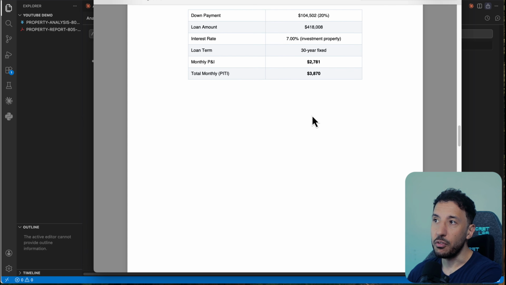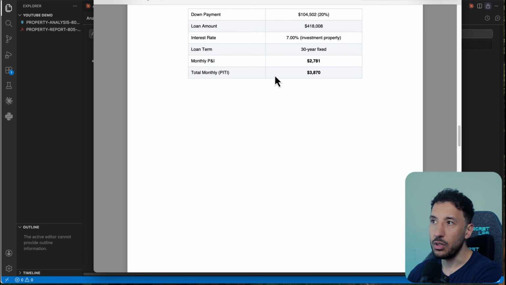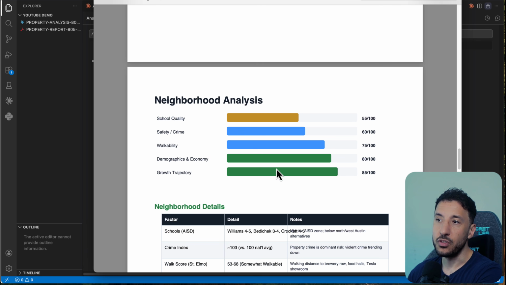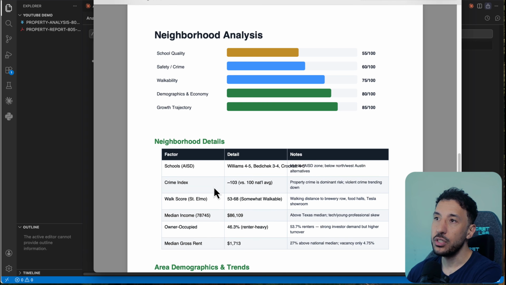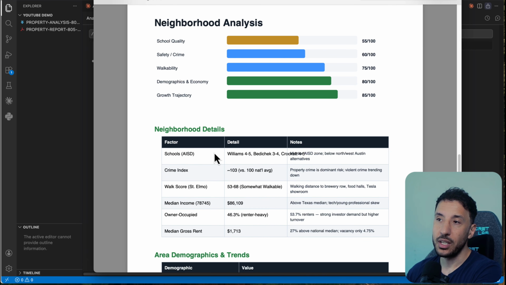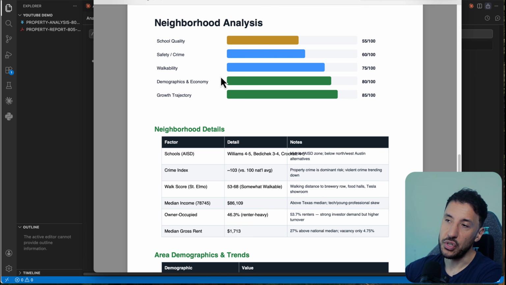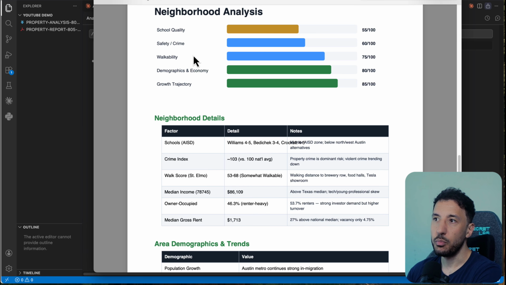So it gives you all of the information that you need as far as the down payment, the loan amount, interest, and everything else. It also gives you the neighborhood analysis: the school quality, the safety, crime, the walkability, demographics, economy, growth trajectory. These are all extremely important when it comes to real estate investment analysis. So that's why it's giving you all of that information. Neighborhood is one of the most important things when it comes to real estate, obviously. So one of the agents puts emphasis on that, and that's why it generates all of this report and gives you all of the information about the school quality, walkability, the demographics, the growth trajectory, right?